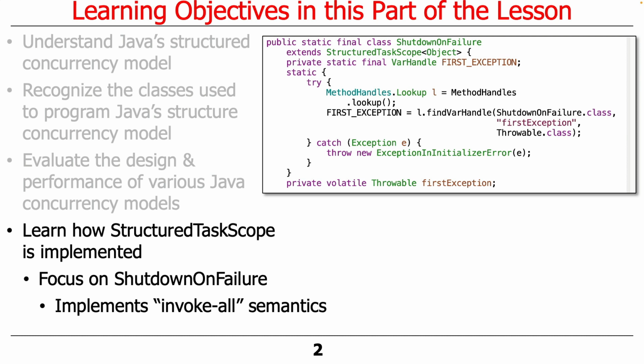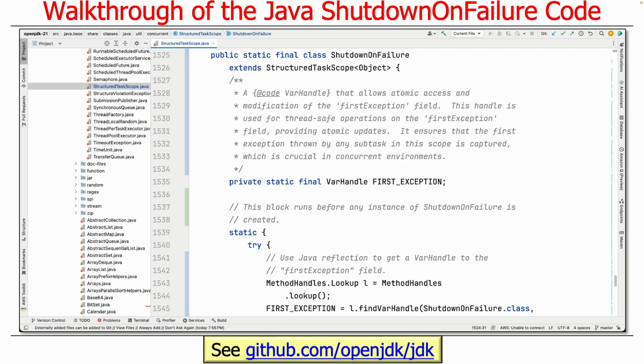So the first one that finished either successfully or not, we got that result. That was shut down on success. Shut down on failure says, let them all run, implement the invoke-all semantics, but if something does go awry, go ahead and shut down. And once again, you can get this code in the OpenJDK GitHub repository, and that's what we're going to walk through.